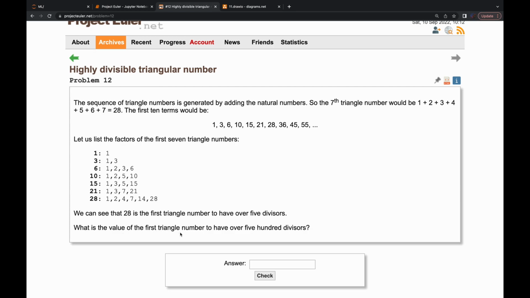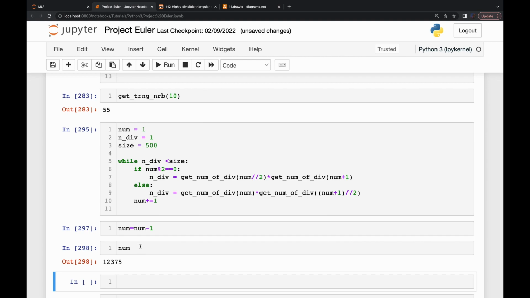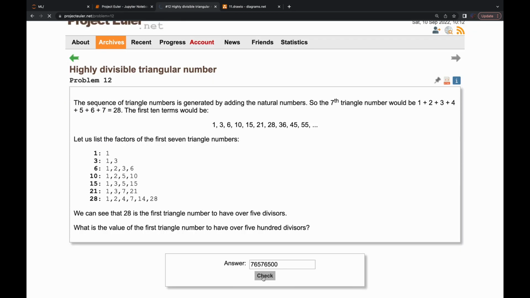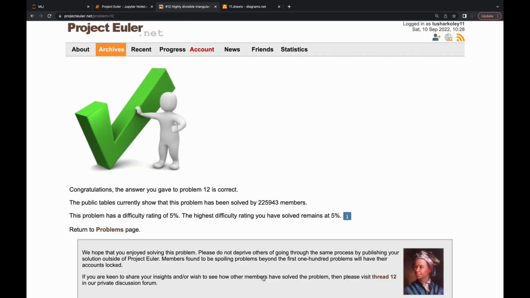So what is the value of the first triangle number? That means our answer should be the triangle number of this. So let's call our function get triangle number of this. Okay, so this should be our answer. Let's check it out. Yeah, that looks correct. Okay, that's it for the current version.